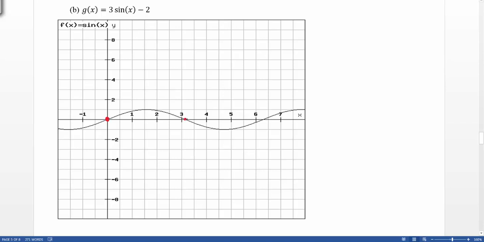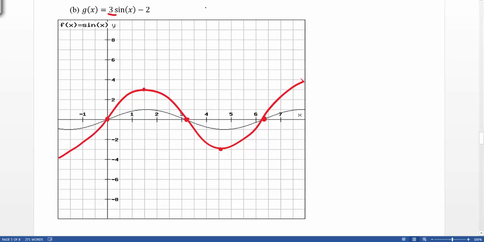So again, when we're multiplying by 3, we're still going through the zeros, but now we're only going to go up as high as 3 for our maximum, and our minimum is going to be -3. So we're going to come up, down, up, and then again, down over here. So that's what the 3 does.